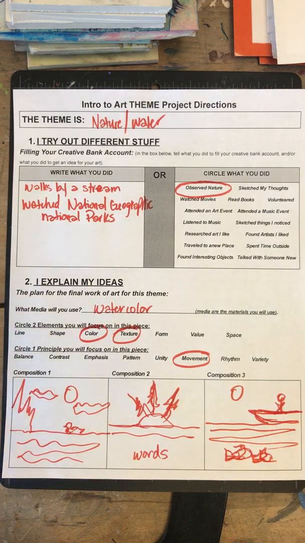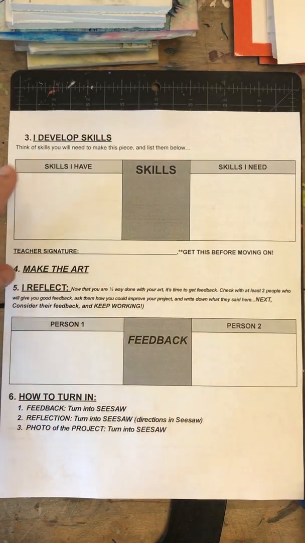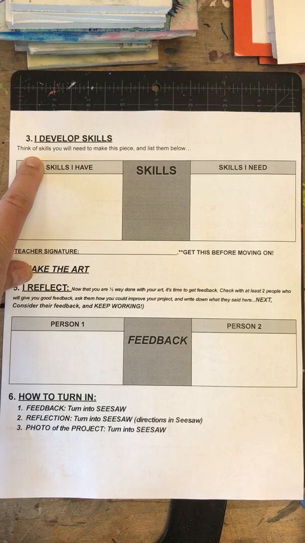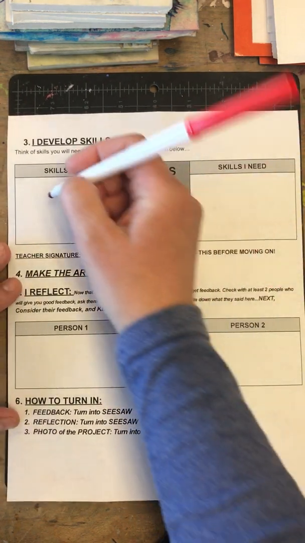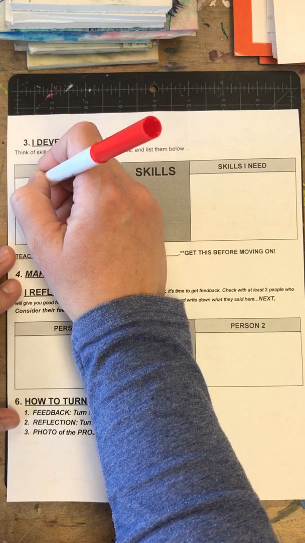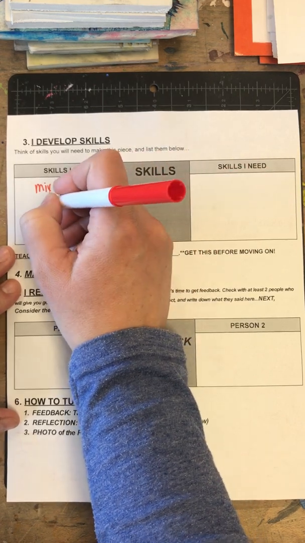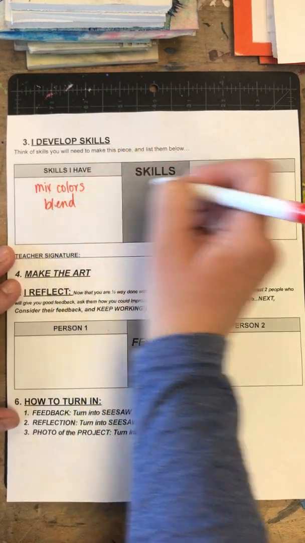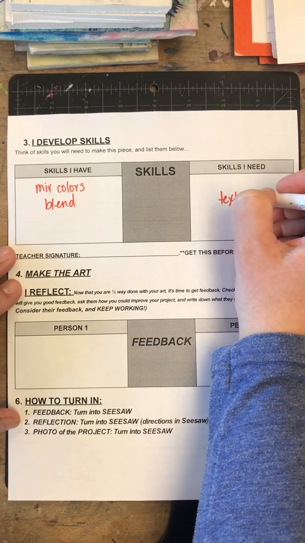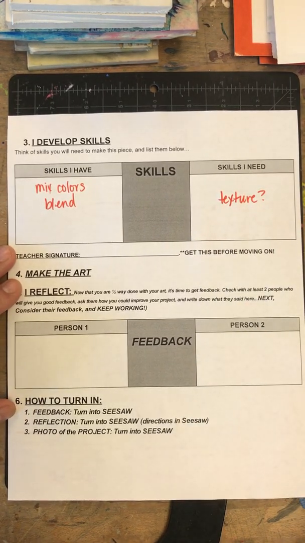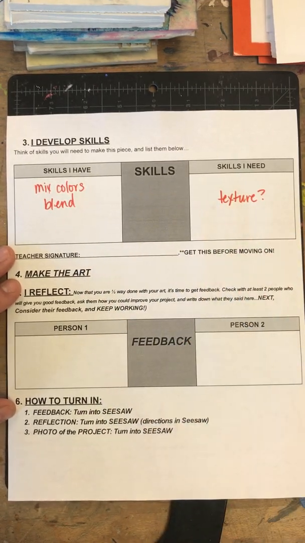So I'm done with the front. Then, hopefully my marker doesn't show through too much. I develop skills says, think of skills you'll need to make this piece and list them below. You know what? With watercolors, I know how to mix colors, and I know how to blend, but over here it says skills I need. You know what? I really don't know how to do texture, so I'm going to put texture. I need to kind of figure out how to do that. So it's just like, what do I know how to do? What do I not know how to do yet?